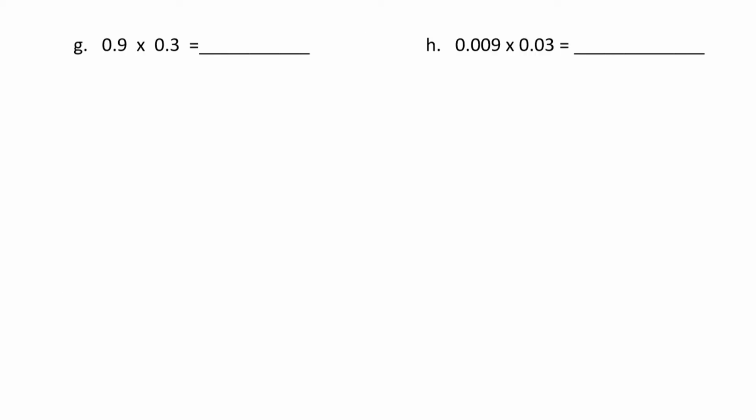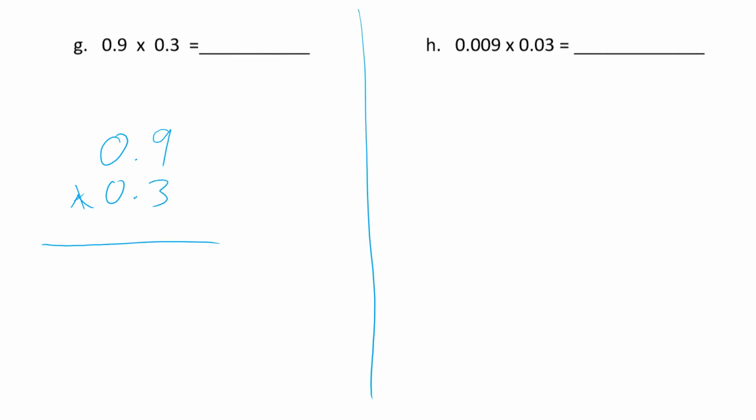Let's have a look at number G. So I'm going to do 0.9 times 0.3. So 9 times 3 is 27. And now I just need to work out where the decimal goes. I've got 1 decimal place here, and a second decimal place there. So I need 2 decimal places. That's where it needs to go. So the answer is 0.27.